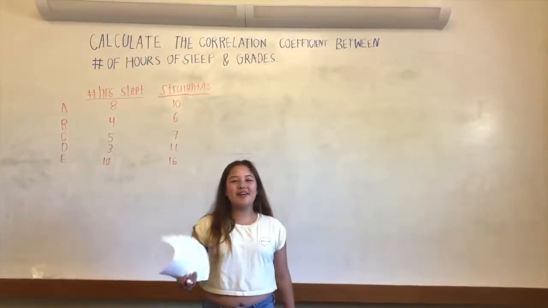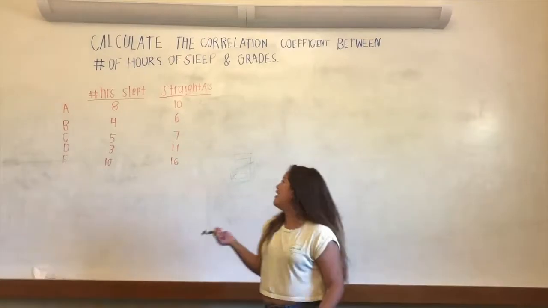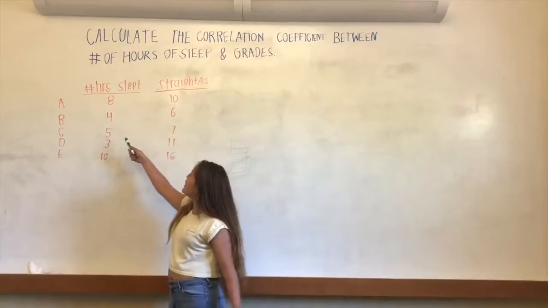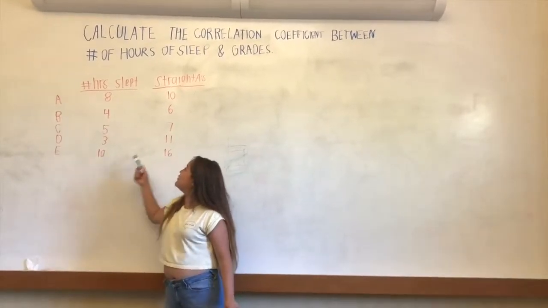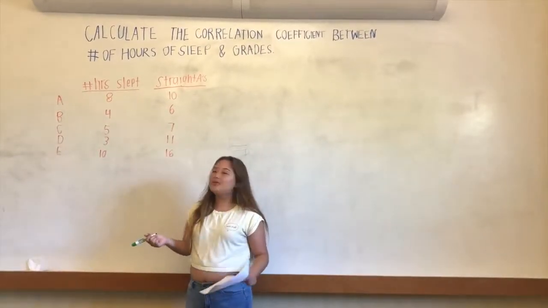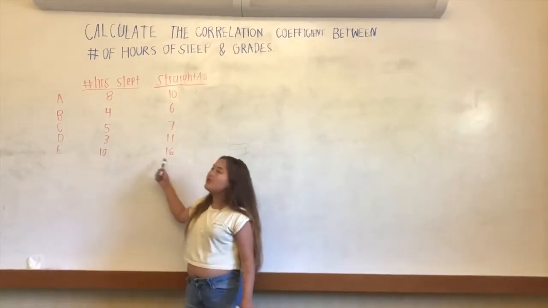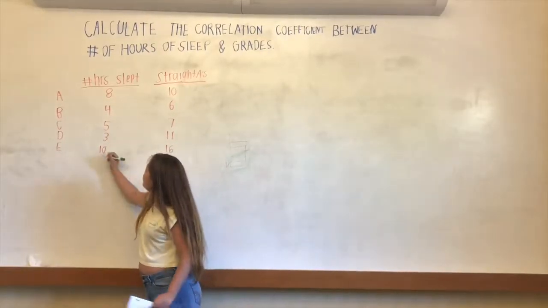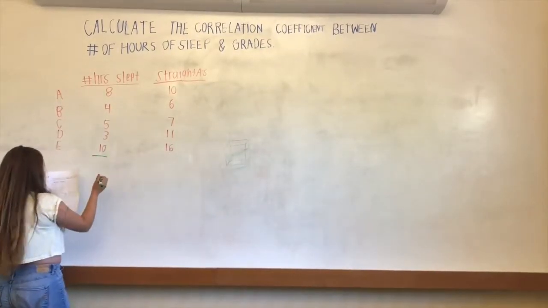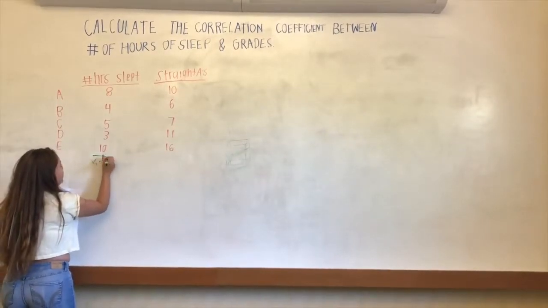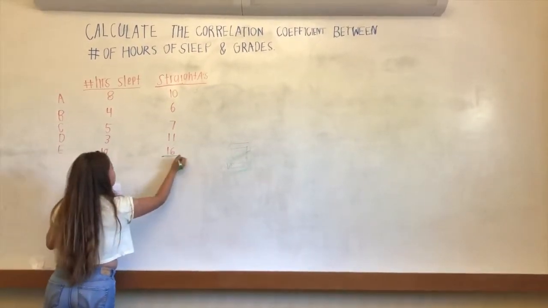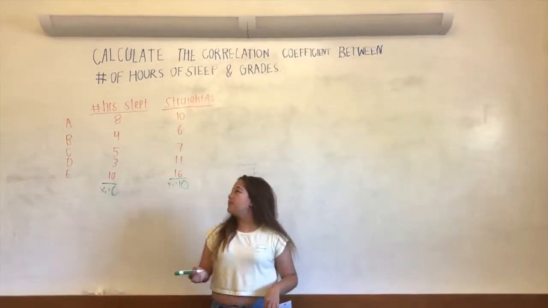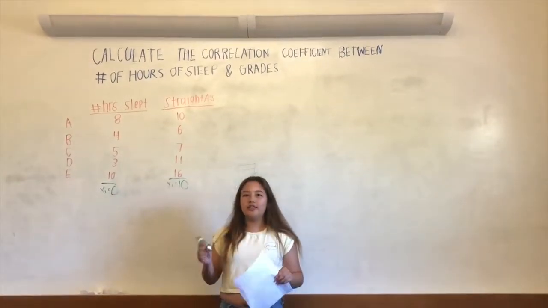In this example, we're going to find the correlation coefficient between numbers of hours slept and straight A's. We already have the data samples of these 5 individuals. The first thing we're going to do is find the mean of each of X and Y. For this, we're going to add all of these and divide by 5. So the mean will be 6 for X, and for Y, it will be 10. After finding the mean for X and Y, we're going to move on to the third step.